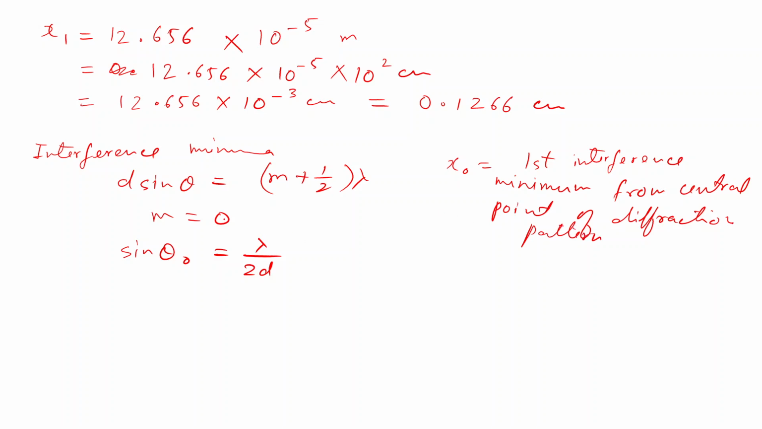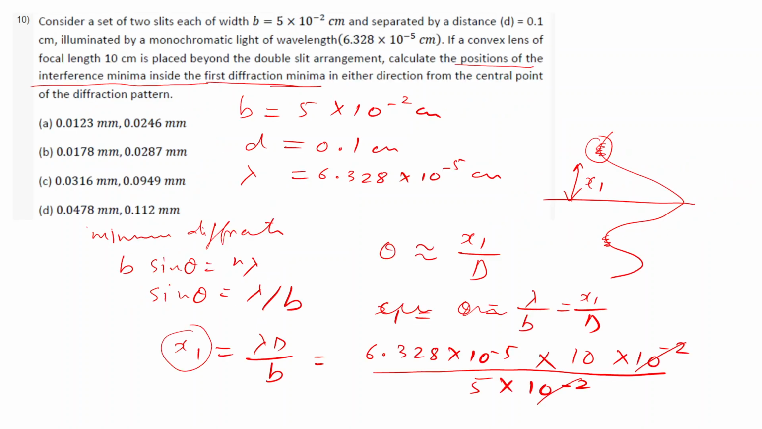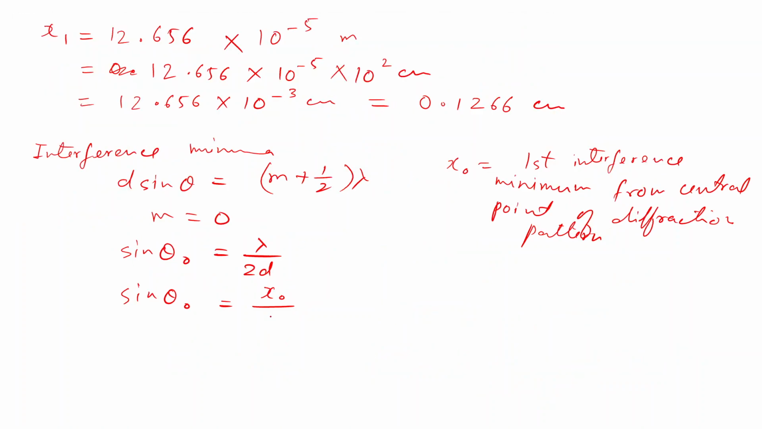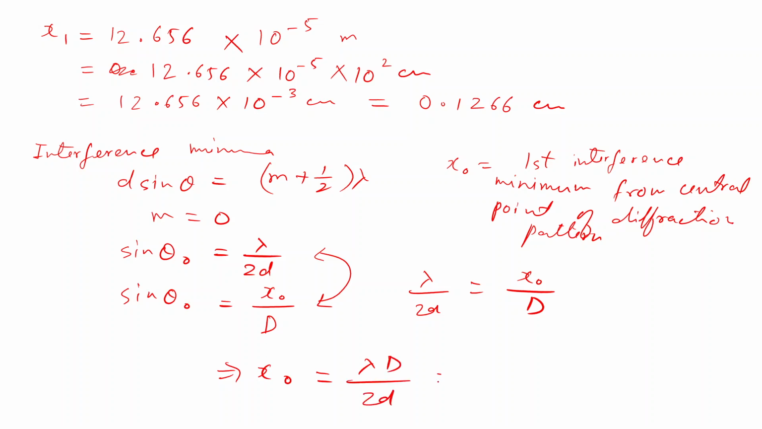Okay, so from here, and since we always use this, if we say the position is x0 and the distance between the source and screen is capital D, from these two we can equate lambda by 2d is equal to x0 by capital D. From here, if I want to calculate x0, I will get x0 is equal to lambda D by 2d.